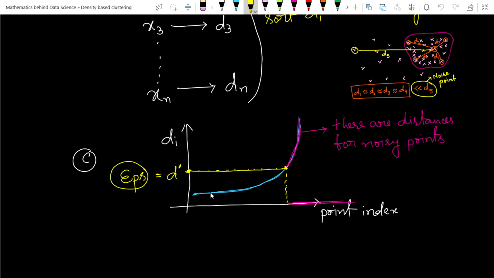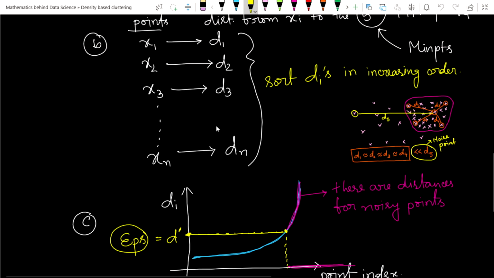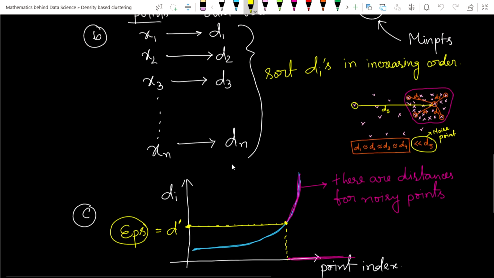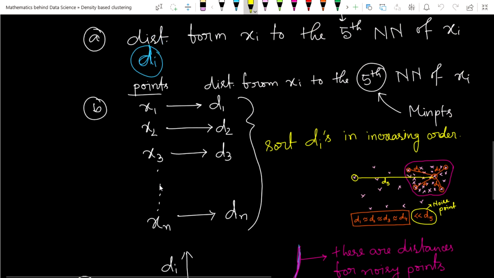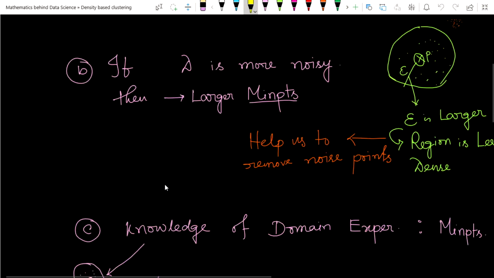I think you got the answer why we got this type of graph: because we have already sorted the distances. Based on this value, we have to choose what the right distance will be, and this distance we declare as our epsilon. I think from these discussions you got the idea.